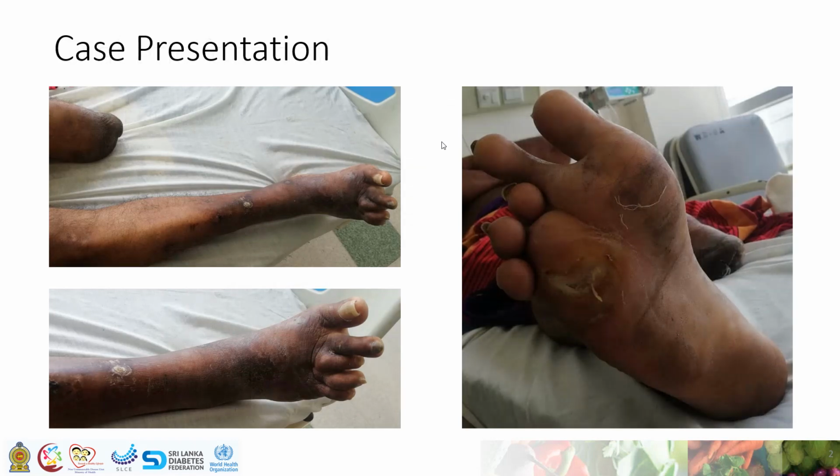He has never smoked and there are no other risk factors. Can you guess his age? He is only 38 years. He had been having diabetes mellitus for 15 years. You can understand the impact these foot problems have caused to this young male.